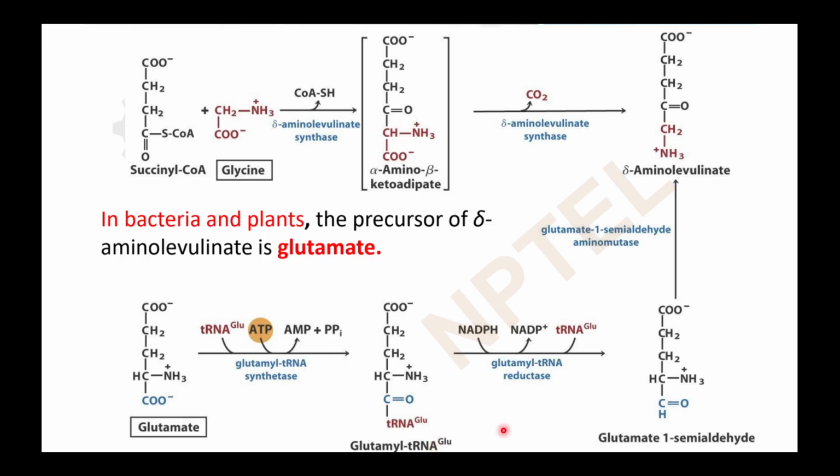And this glutamyl tRNA by the enzyme glutamyl tRNA reductase will be reduced to glutamate 1 semialdehyde. And this enzyme requires one molecule of NADPH. NADPH is oxidized to NADP plus, and glutamyl tRNA is reduced to glutamate 1 semialdehyde, and the tRNA is released. This tRNA could be recycled, and this glutamate 1 semialdehyde is then converted to delta amino levulinate by the enzyme glutamate 1 semialdehyde aminomutase.